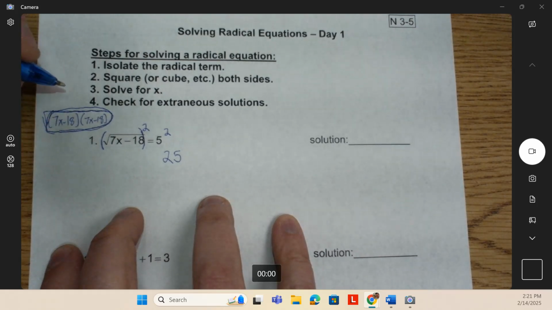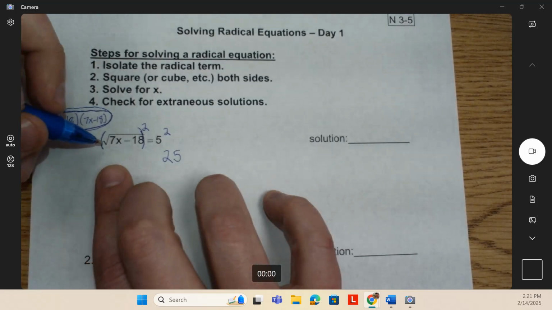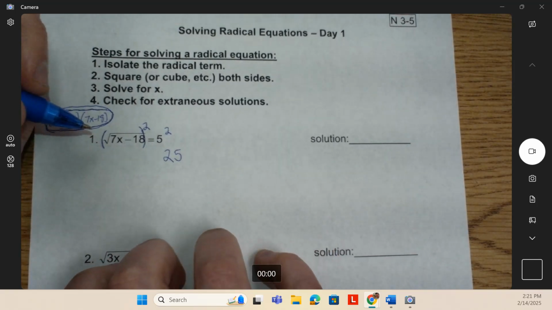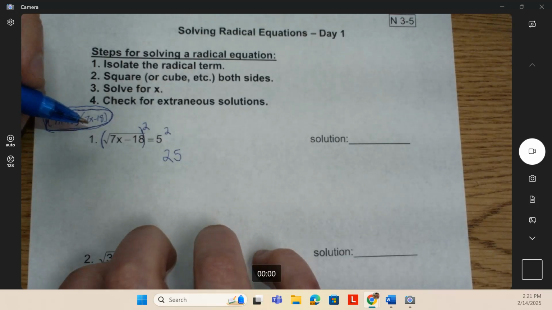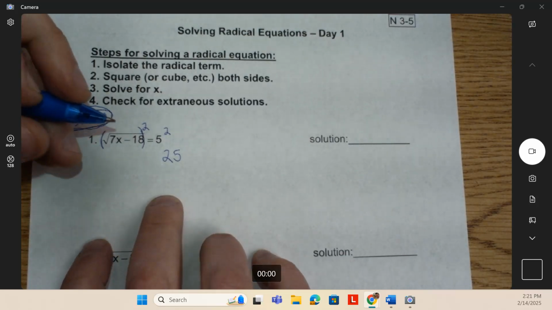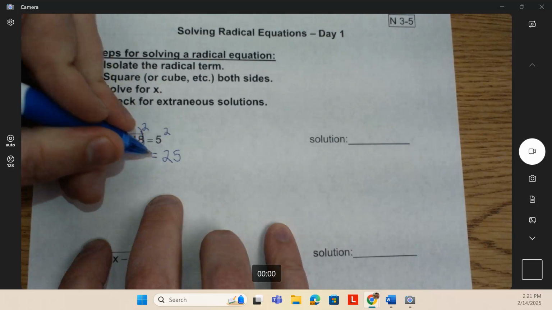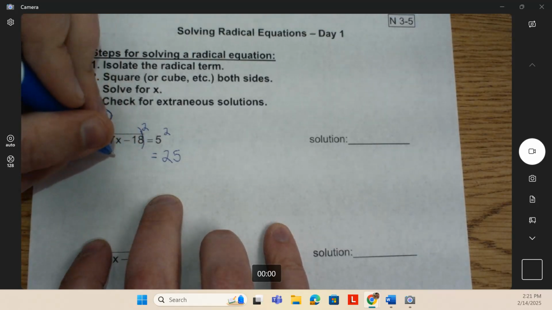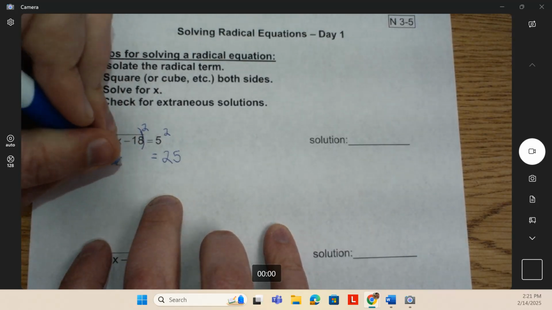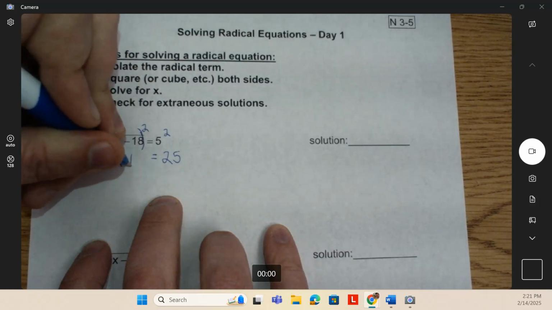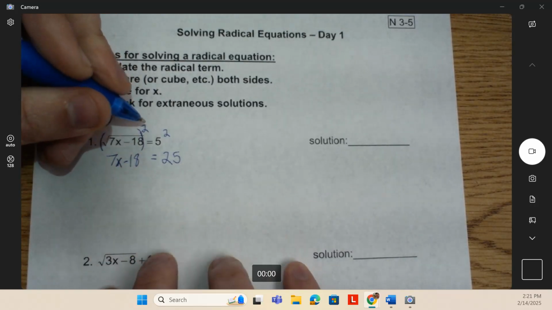You can also think of it as the fractional roots of that. The square root would say 7x minus 18 to the 1/2 power. And our law of exponents says if we raise the 1/2 power to the second power, I'd multiply those together and they cancel each other out and go to the first power. Either way, however you think of it, that's going to end up being 7x minus 18 equals 25.